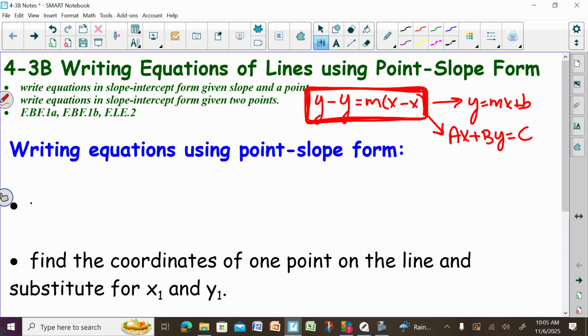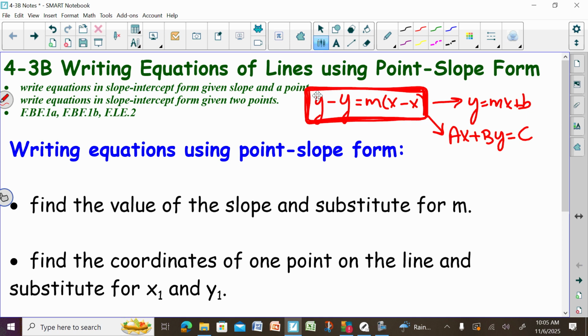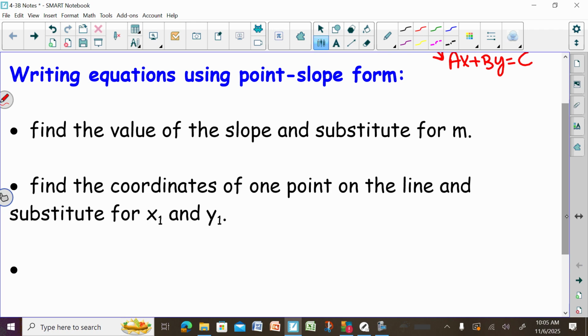So to do this, we are simply going to find the value of the slope and substitute it for m. Now, sometimes we can skip that step because they give us m, so we don't have to find it. They just actually give it to us. But if not, we may have to, in this case, use the slope formula. So go ahead and put that in your notes just so you have it from chapter 3. If they don't give us a slope, we'll have to find it.